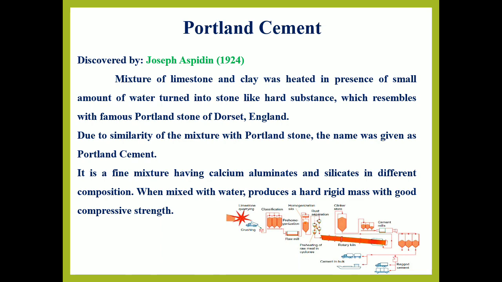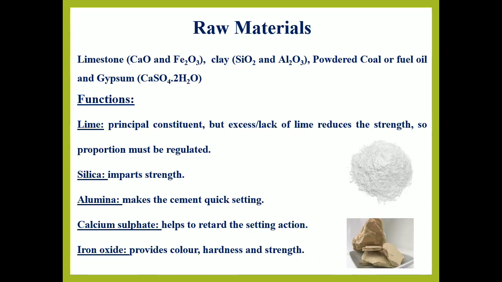It is a very fine mixture having calcium aluminates and calcium silicates. When they are mixed with water, they produce a hard resistant mass. Its raw materials are limestone and clay. Limestone supplies the calcium oxide and iron oxide. Clay provides the silicates and aluminates. As well, we need some powdered coal or fuel oil to heat or produce the gases, and gypsum is also added in cement in small quantity.